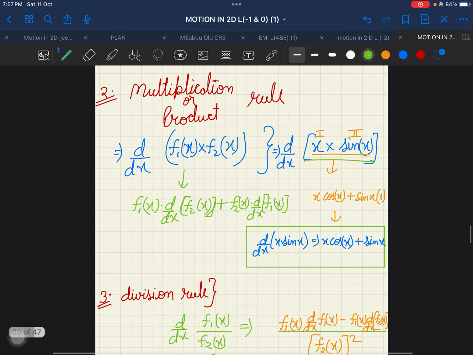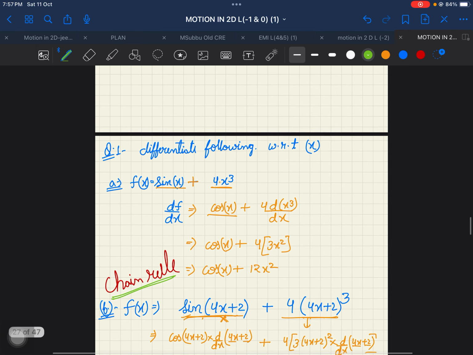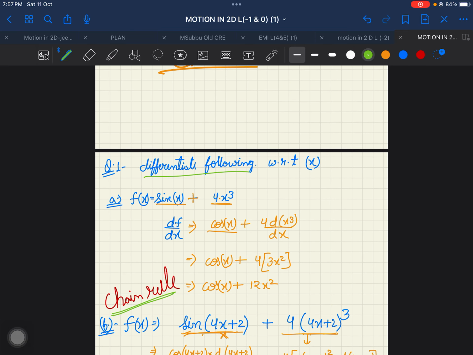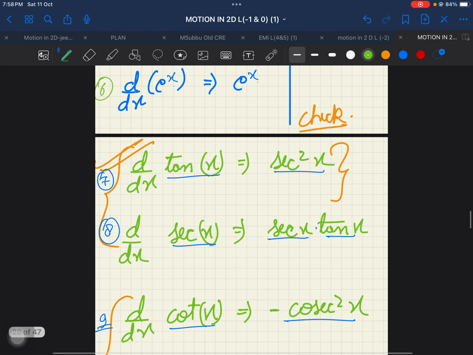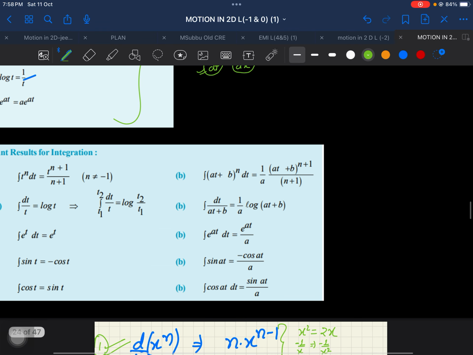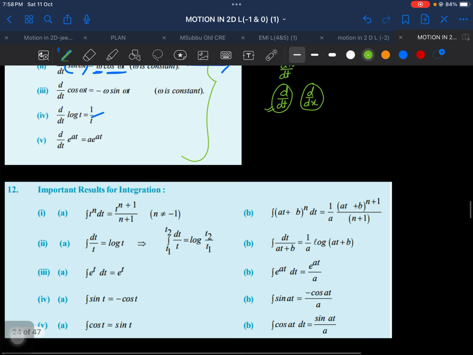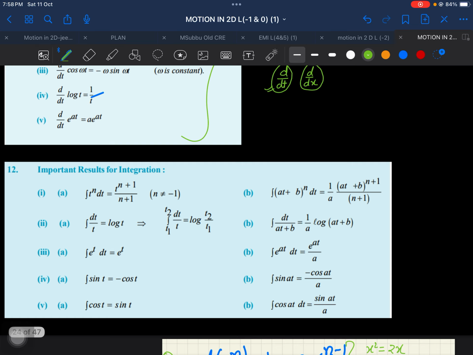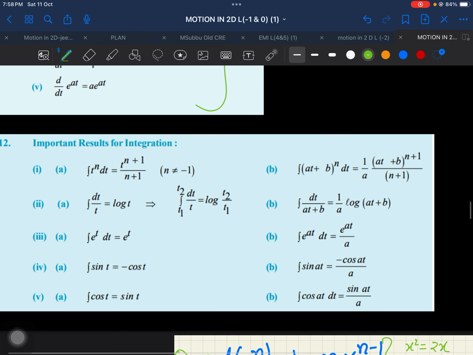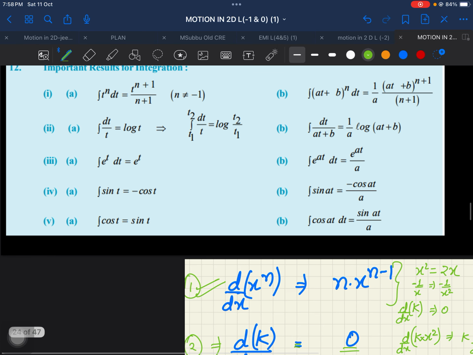Now students, now you have the feel of how to differentiate any function with respect to x, right? Now let me tell you how to integrate a function. Then we'll see the physical meaning of differentiation and integration. All right, so students, how to integrate.